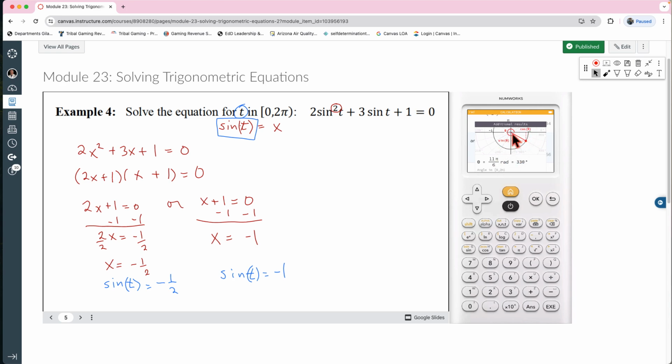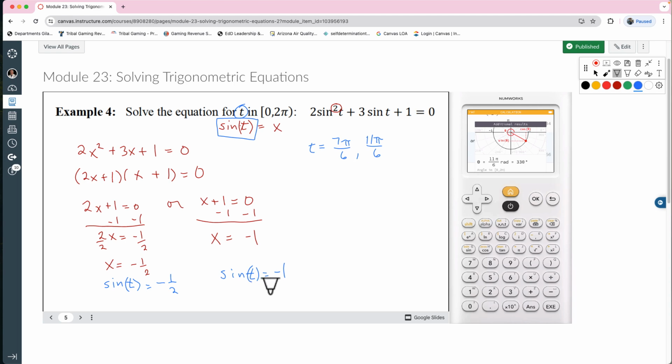The other place where it's going to be negative 1/2 is down in the third quadrant. So that's just pi plus pi over 6, which is going to give us 7 pi over 6. Okay, so this gives us two answers. We got t equals 11 pi over 6 and 7 pi over 6. So that was this one over here. And again, it's not in the domain of inverse sine, so we write it here.